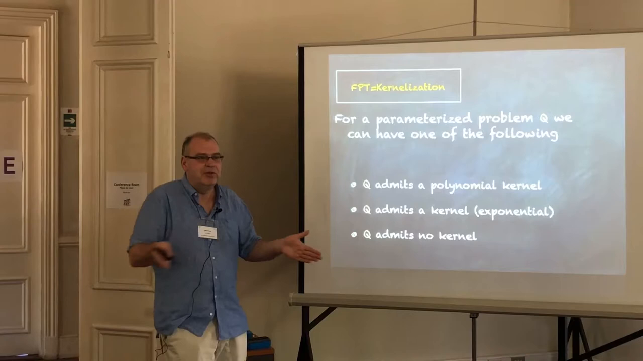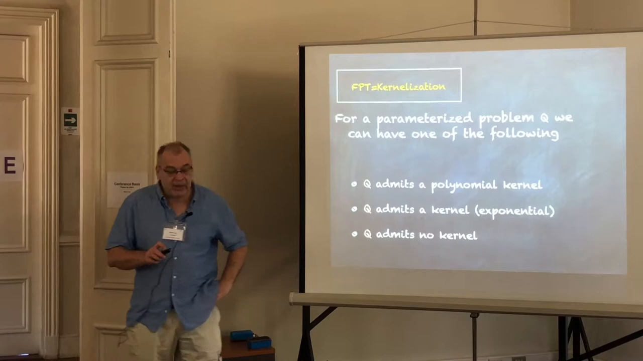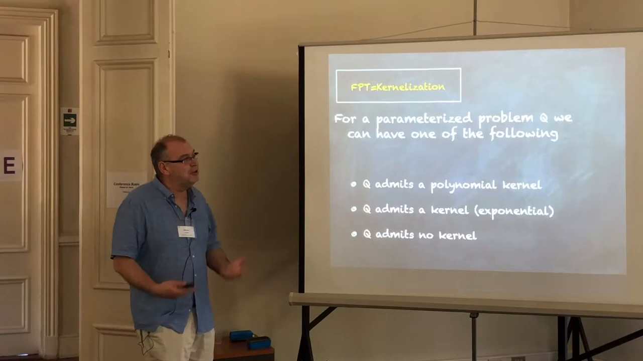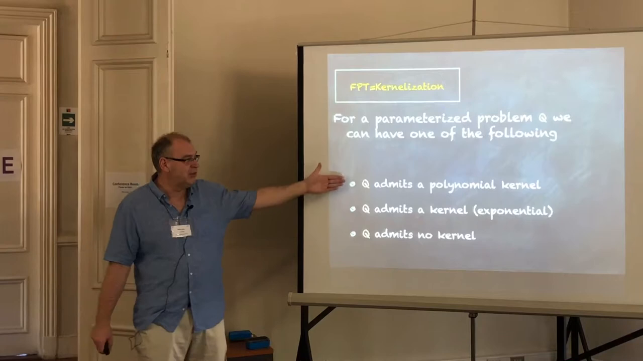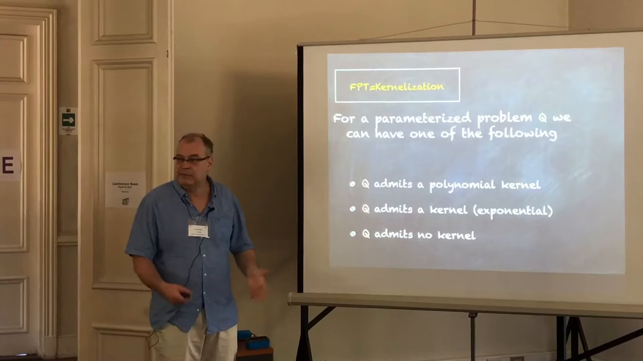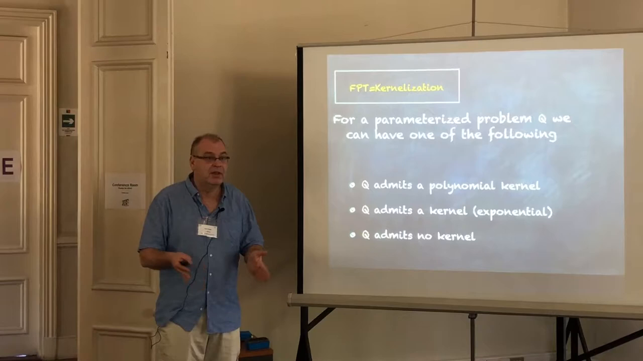Okay, so now I claim that FPT is exactly the same as kernelization, right? This is a little bit strange result. So far what we know, for a parameterized problem, we can have one of the following things. The problem can admit a polynomial kernel, right? This we saw for vertex cover, point line cover. The problem can admit an exponential kernel, right? And also, it could be that the problem admits no kernel at all, right? So if we believe that there are problems which are not fixed parameter tractable, then definitely there are problems which do not admit any kernel at all.